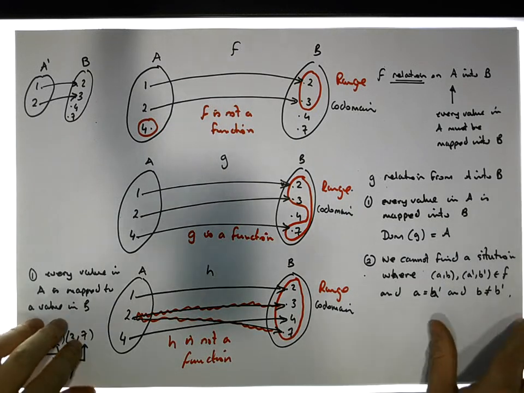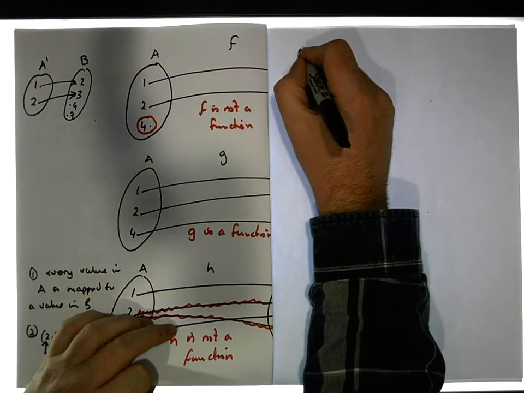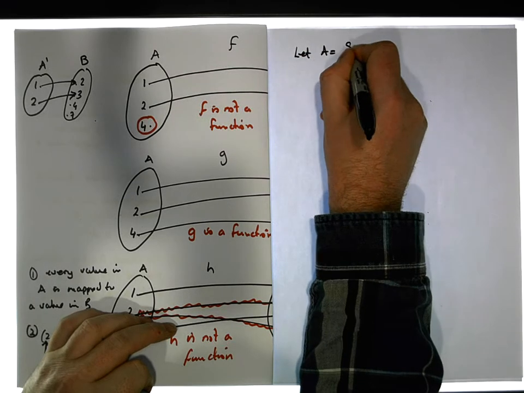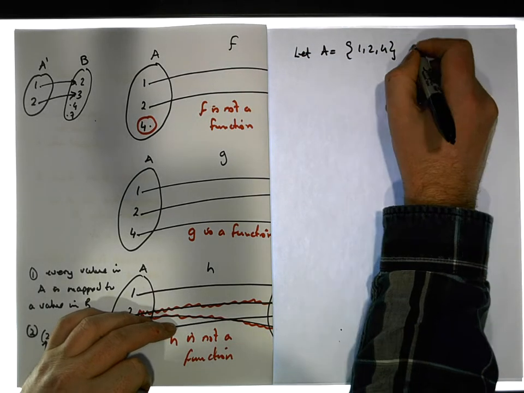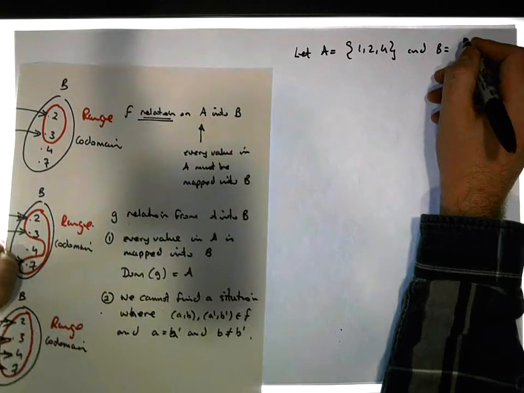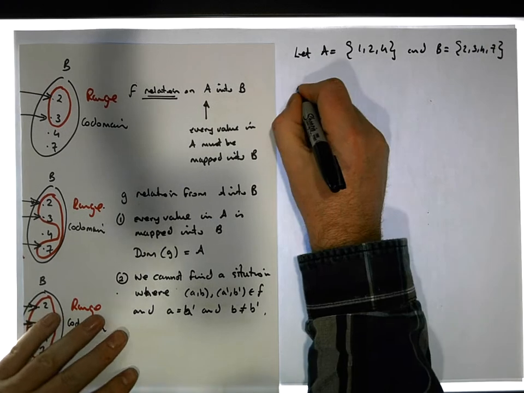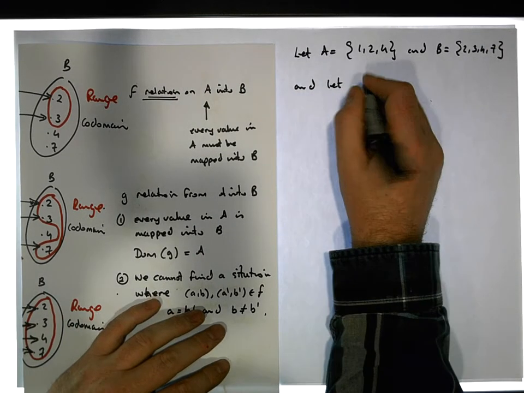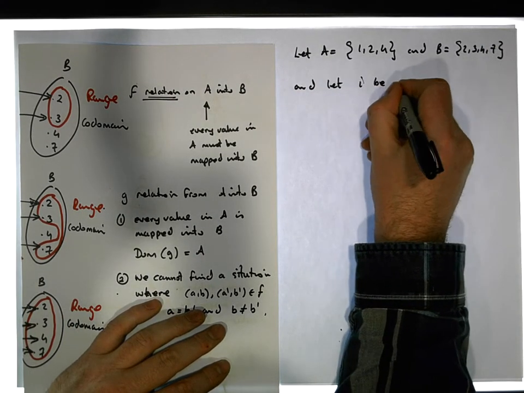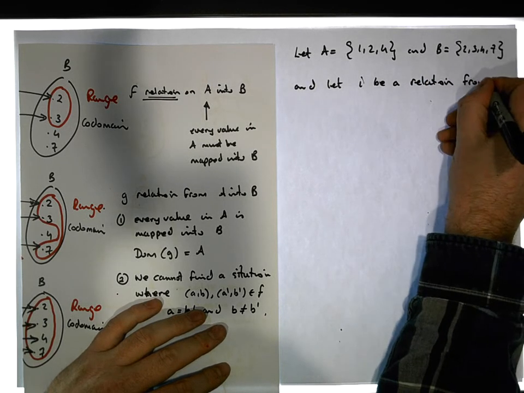This is quite a long video, so maybe we'll just have a look at another example. Let A equal the set {1, 2, 4}, and B equal the set {2, 3, 4, 7}, and let I be a relation from A into B.